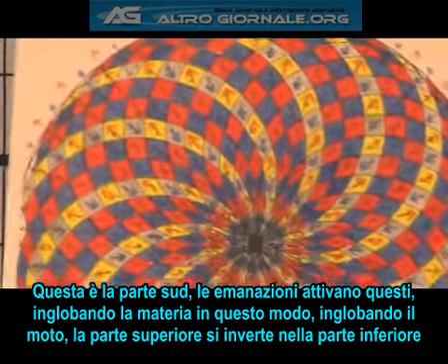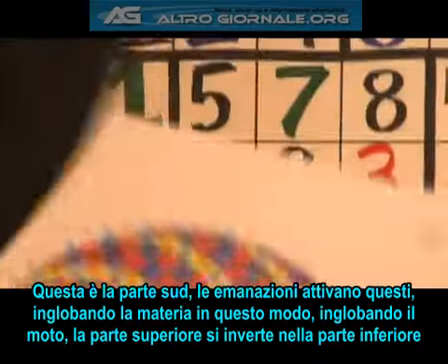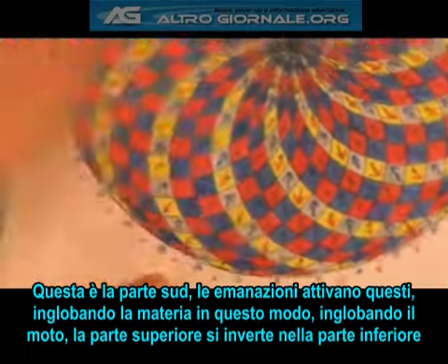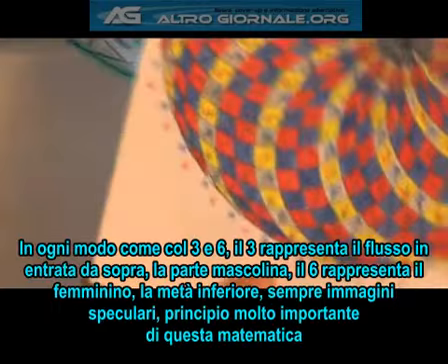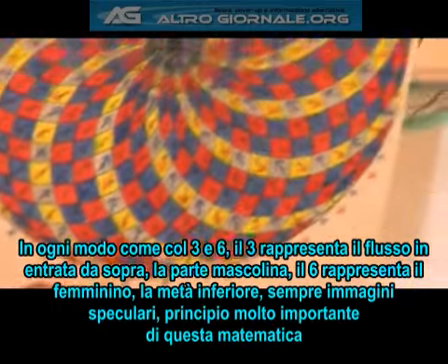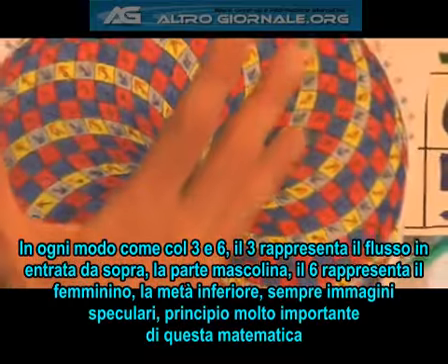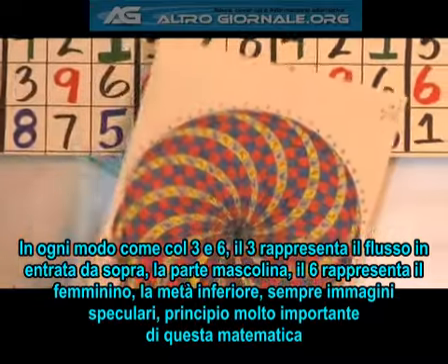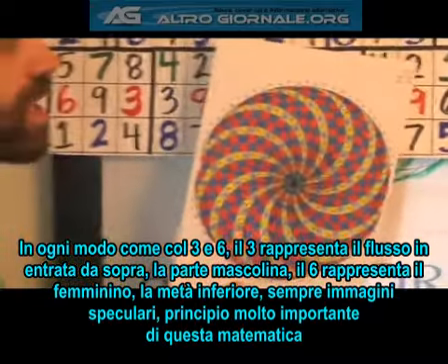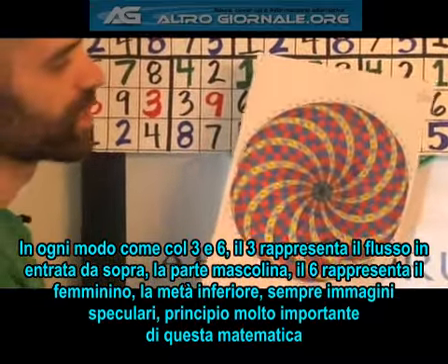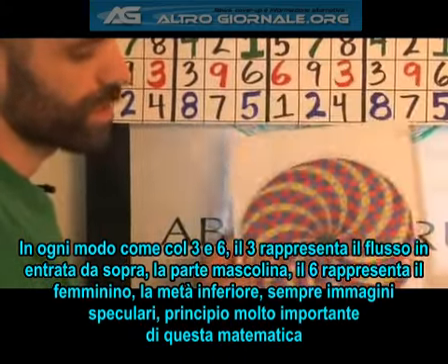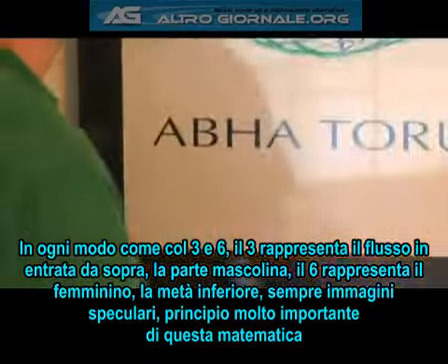entraining motion. What's the cutting edge on the top, and there's the trailing edge on the other side, totally reverses. The cutting edge on the top becomes the trailing edge on the bottom. So in every way, just like our 3 and 6, the 3 representing the coming in, the top northern male half, the 6 representing the female birth-giving southern half, they're always mirror images. It's a very important principle in this math.